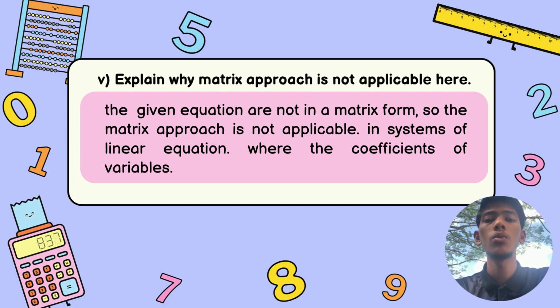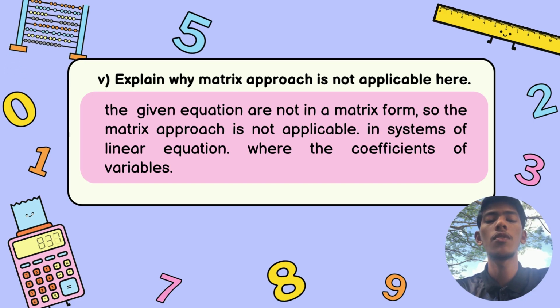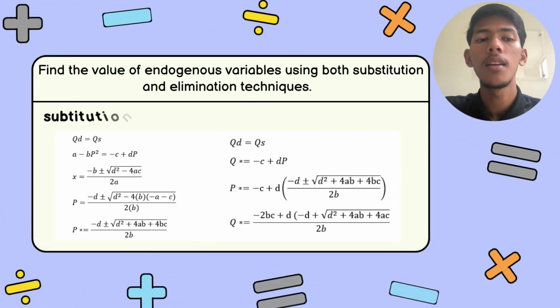For question number 2, explain why the matrix approach is not applicable here. So the answer is the given equations are not in matrix form. So the matrix approach is applicable in a system of linear equations where the coefficient of variable. And then the next question is find the value of endogenous variables using both substitution and elimination techniques.